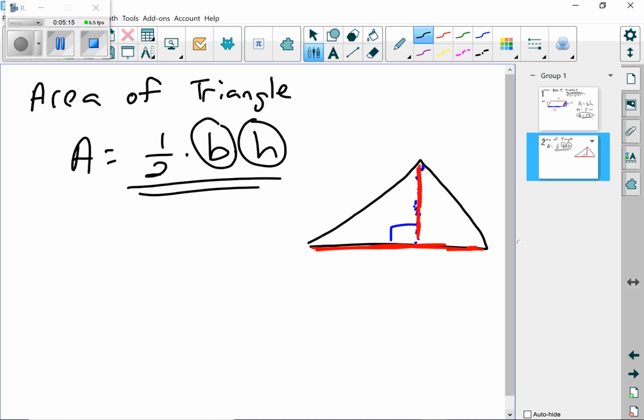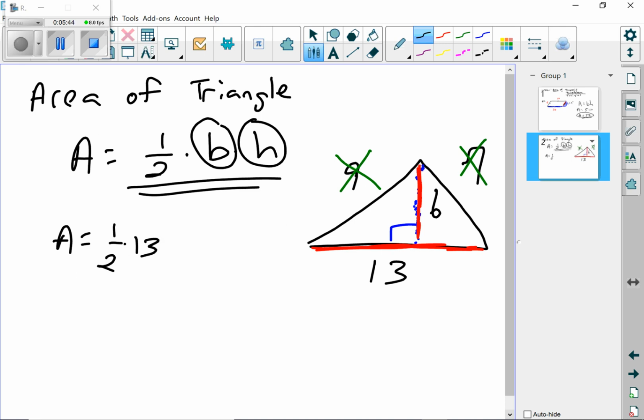So if I did 7, 9, 13, 6, okay, and I ask you to find the area, there are two numbers that we're not going to use. We're not going to use the 9 and we're not going to use the 7 because they're not part of that right angle group. 13 and 6 are the numbers we need. So I will go into my formula. Area equals 1/2 times the base, 13, times the height, 6. Plug this in the calculator. Do it in your head if you can. I believe the answer is going to be 39.